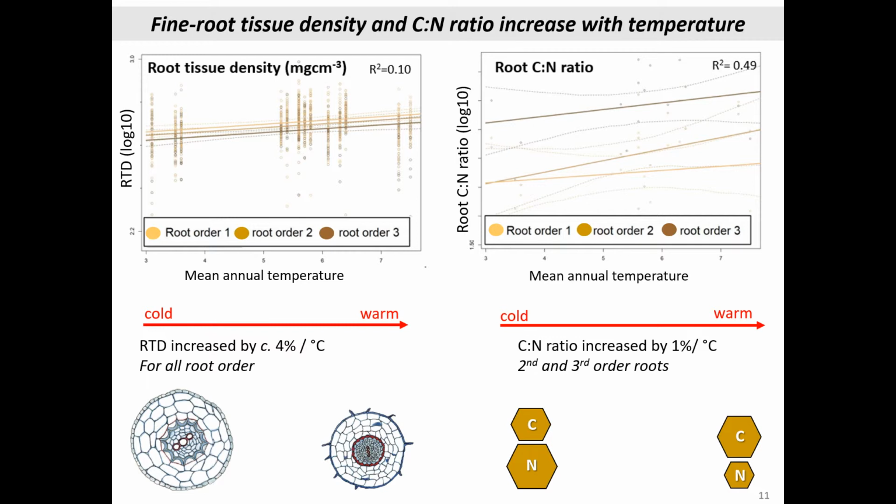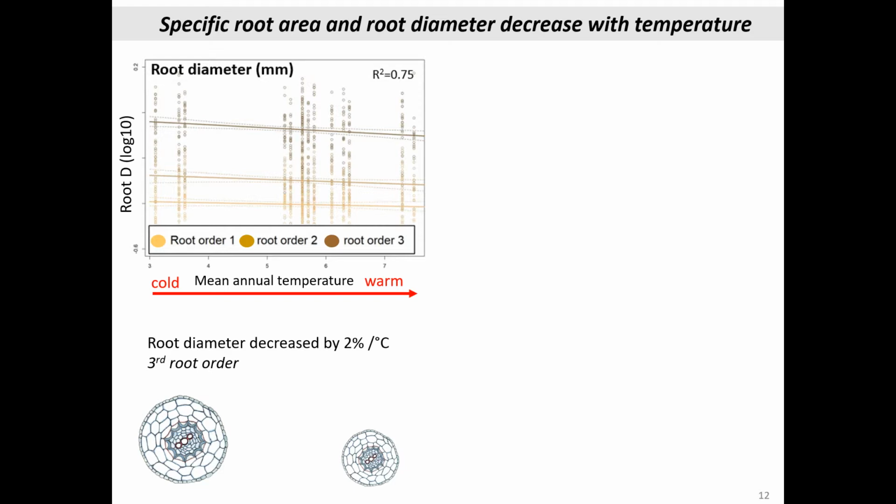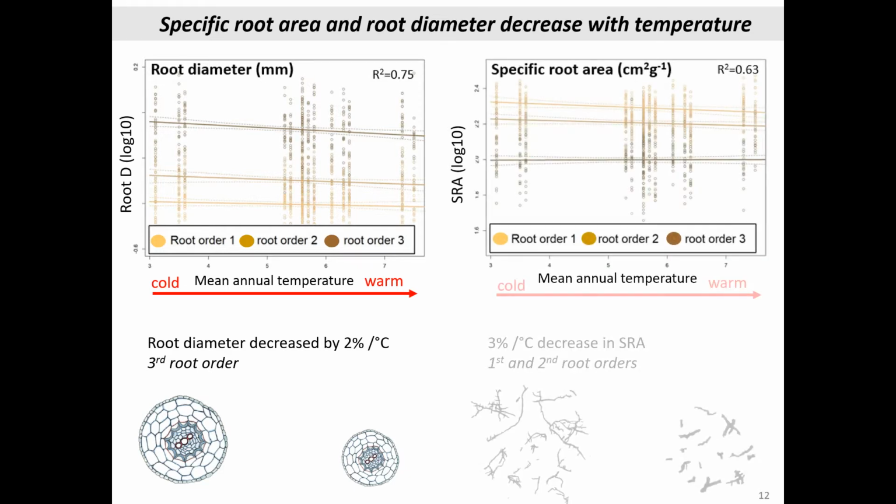Alternatively, specific root area and root diameter decrease with temperature. So here, this is the result for root diameter. It decreased by 2% per degree, and that was especially significant for the third order roots. And specific root area also decreased with temperature by about 3% per degree, especially for the first and second order roots. Because we see a clear relationship between climate, in this case mean annual temperature, and fine root traits, it may, within species, impact belowground processes with important outcomes for tree persistence and resilience.